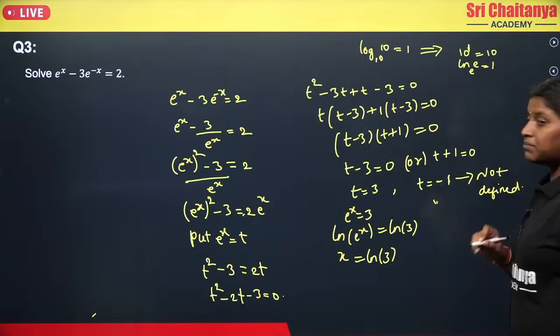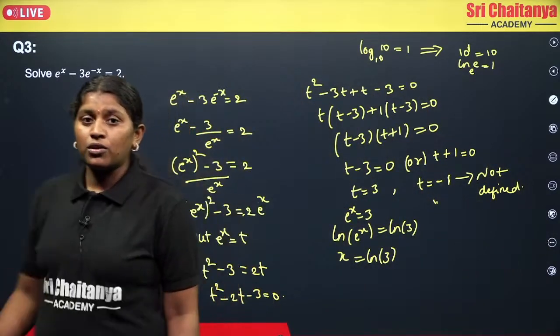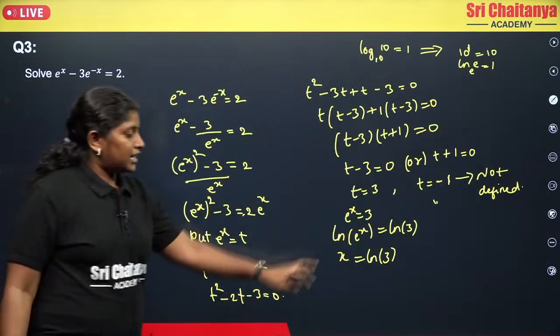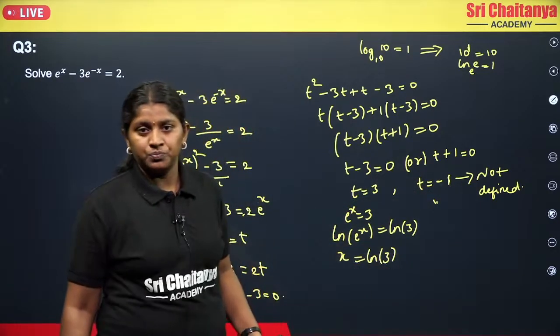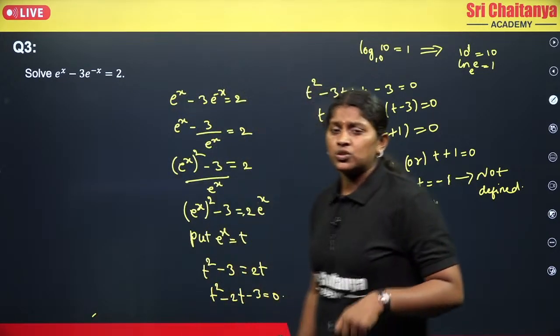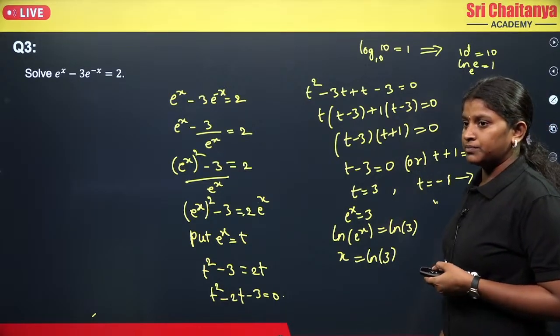Okay, so simply we can say that t equals minus 1 is not defined. Why? Because after applying your ln, you will be getting ln of minus 1, which is a negative value, which is not defined. So therefore the condition also will become not defined.